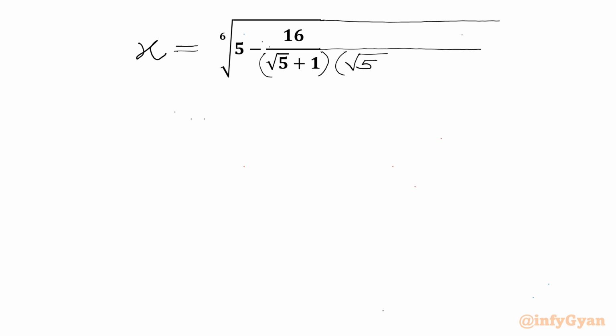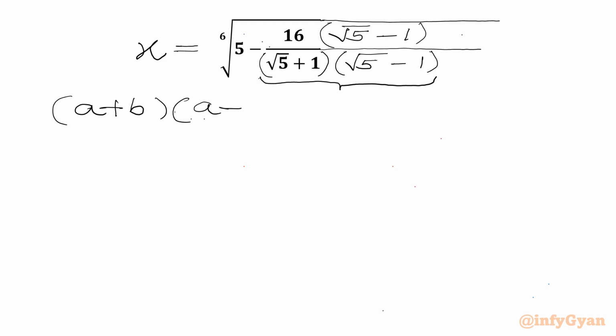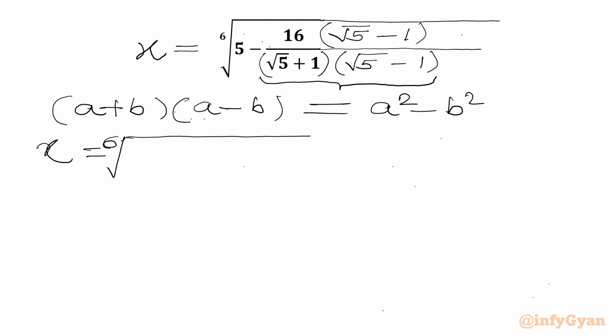So I need to multiply with the denominator's conjugate. The conjugate of root 5 plus 1 is square root 5 minus 1. So we'll multiply in the numerator and denominator. Now in the denominator we have one specific form, a plus b times a minus b, which we can write as a square minus b square. Let's write x will be equal to 6th root of 5 minus 16 times square root 5 minus 1 over square root 5 square minus 1 square.